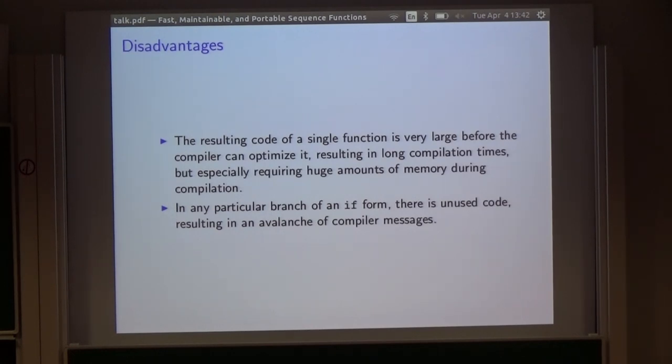There are some disadvantages as well. The resulting code, that is the result after compilation, is very large, and in particular before the compiler has been able to eliminate all the branches that cannot be taken. Because in every copy of the loop, the majority of the code in the loop will not be reachable in any particular copy of the loop. Only one vector type applies. Only one value of the n parameter applies. Only one value of the key parameter applies.